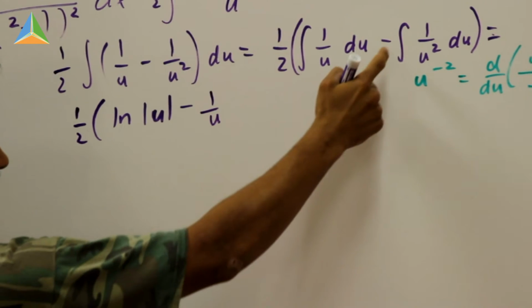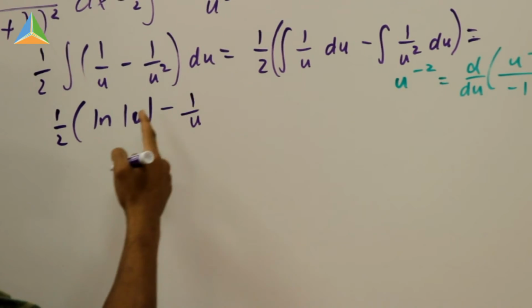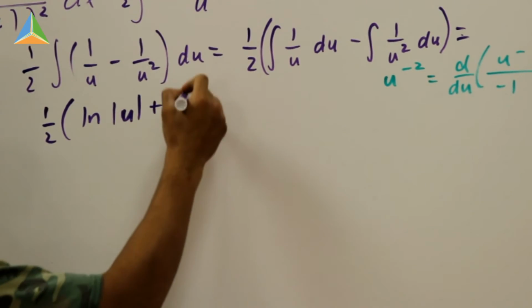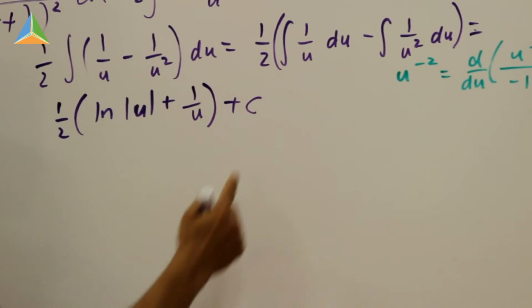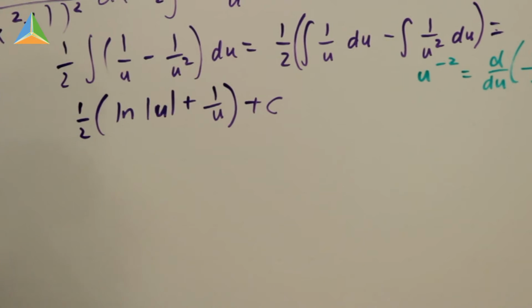But wait, we have a minus here. So this minus here becomes a plus. And this is plus C because it's an indefinite integral.